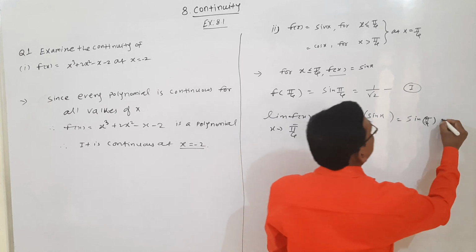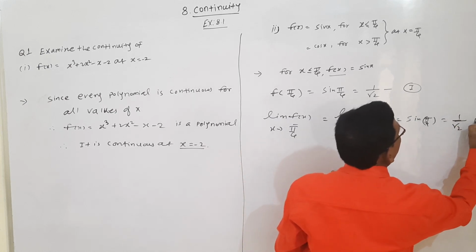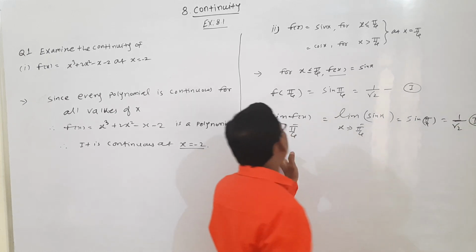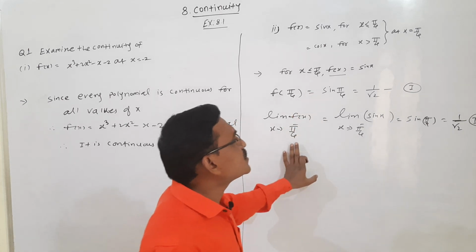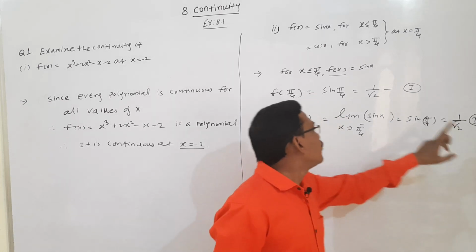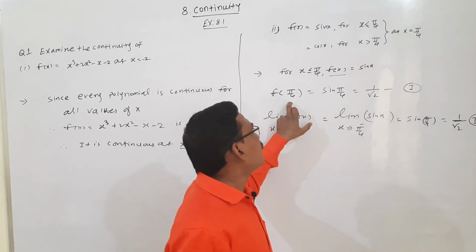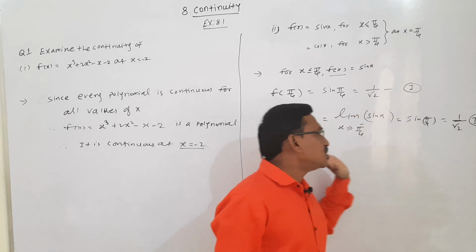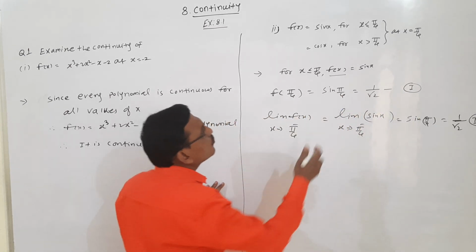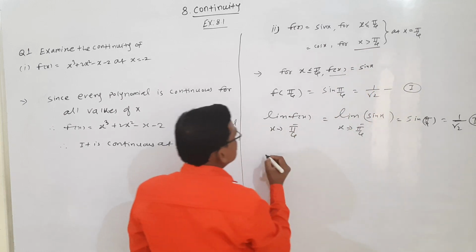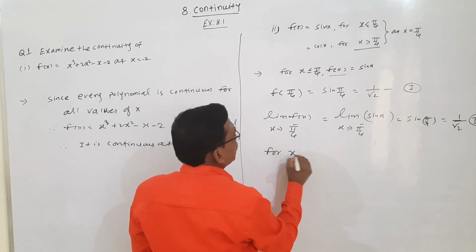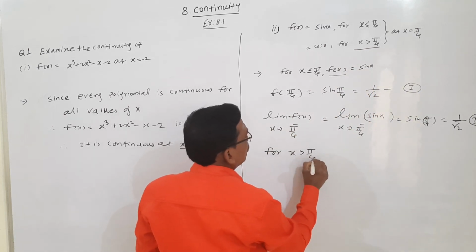Sin pi by 4 is again 1 by root 2. Call this equation second. It means the left hand side limit of this function is also 1 by root 2, and the function value at that point, f of pi by 4, is also 1 by root 2 here. So now we take this second interval, x greater than pi by 4.